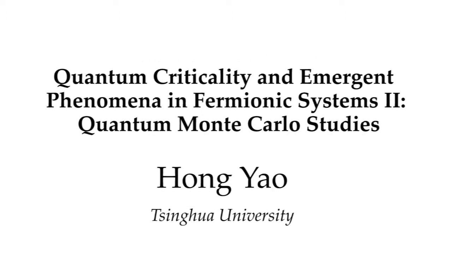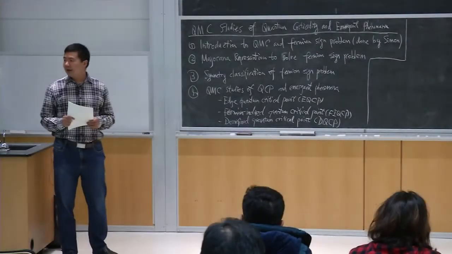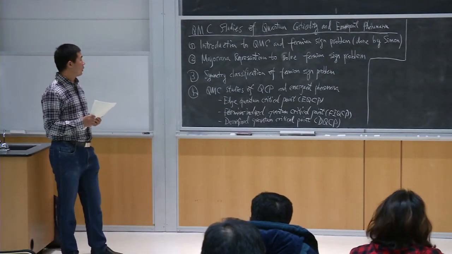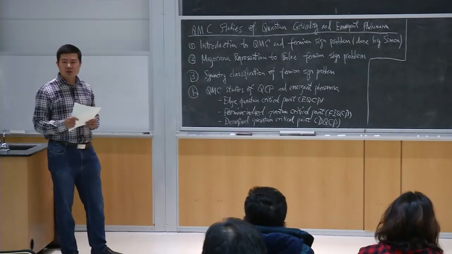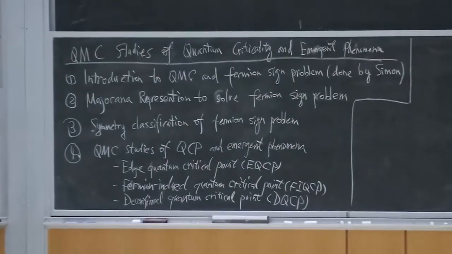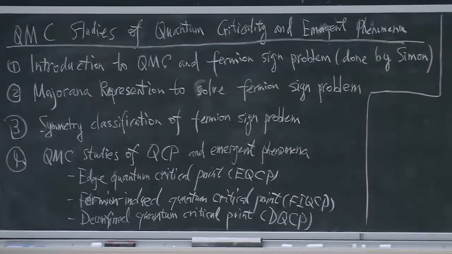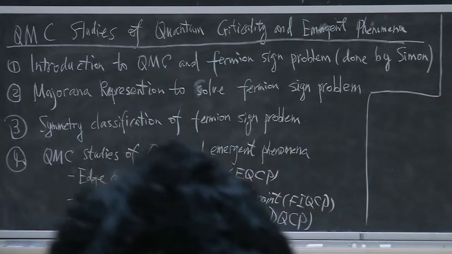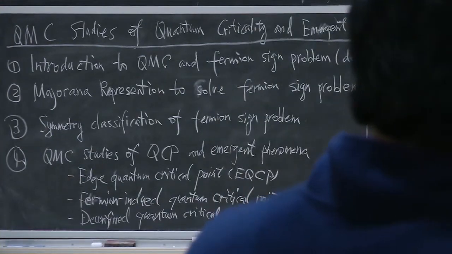Yesterday, I discussed a renormalization group study of quantum criticality and emergent phenomena in fermionic systems. In today's lecture, I will focus on quantum Monte Carlo studies of quantum criticality and emergent phenomena in fermionic systems. I will study mainly sign-problem-free quantum Monte Carlo study of such emergent phenomena. Here's the outline of today's lecture.